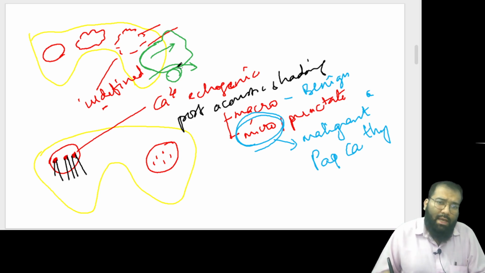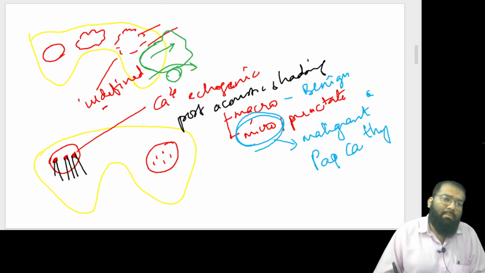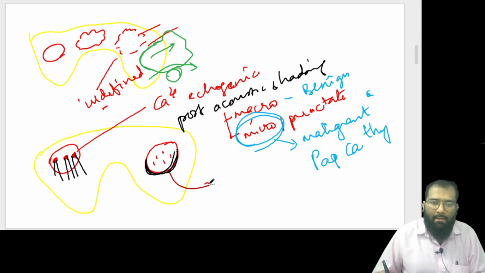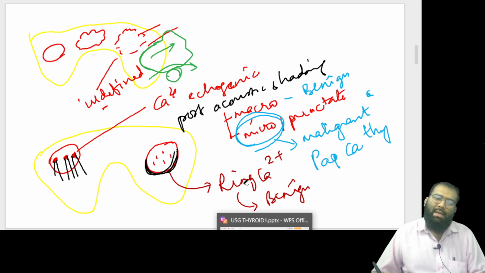Okay, now the third important echogenic foci which is seen is, suppose this is a lesion. So you can see that in the periphery you might have such a calcification. These are called peripheral ring-like calcification. So ring calcification. Ring calcifications are again benign. Ring calcifications are benign. Okay?